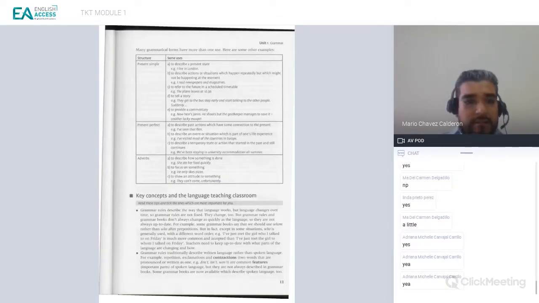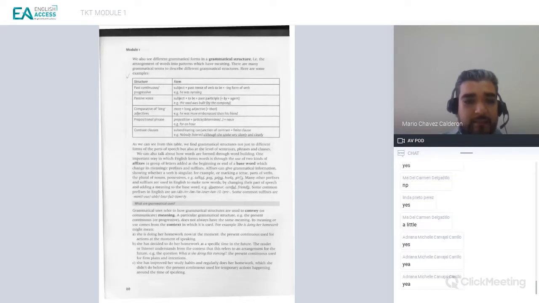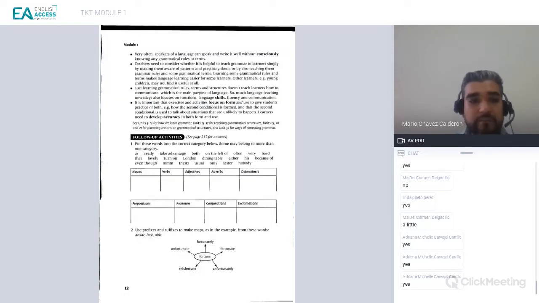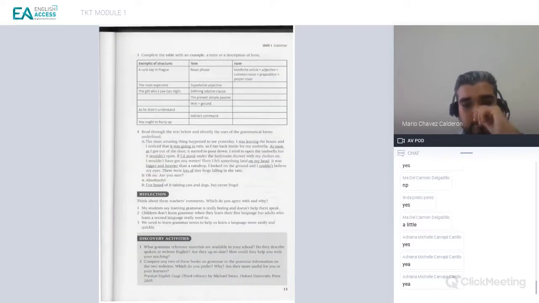Today, well, it even tells you, for example, about the grammar uses. It tells you about the simple present, for example, the structure. What is the use of the simple present, right? To describe present state, to describe actions or situations, to tell a story. The use of the present perfect to describe past actions which have some connection to the present, to describe an event and situation which is part of one's life experience. The adverbs tells you all that, right? I hope you have started reading it. If not, you still have time to read it.